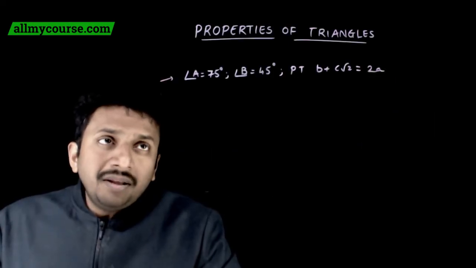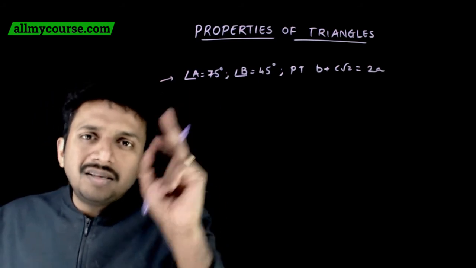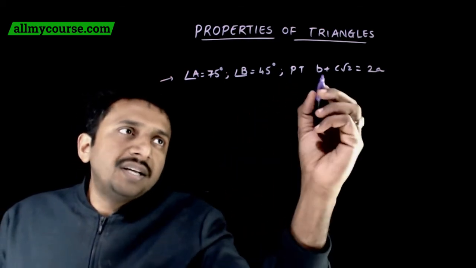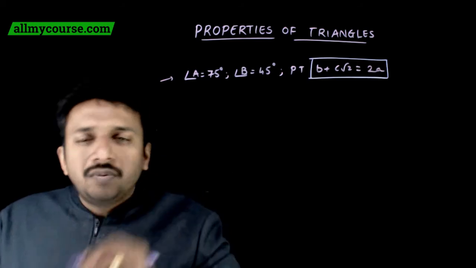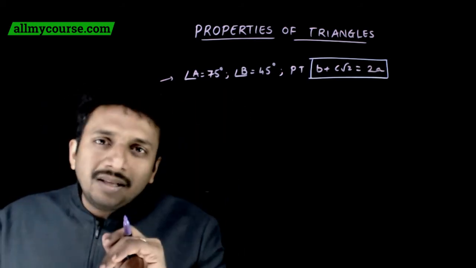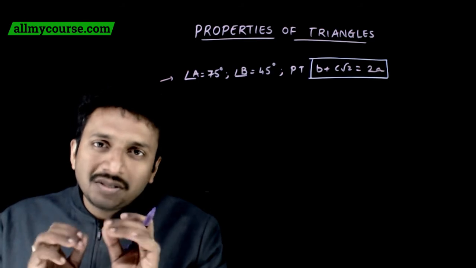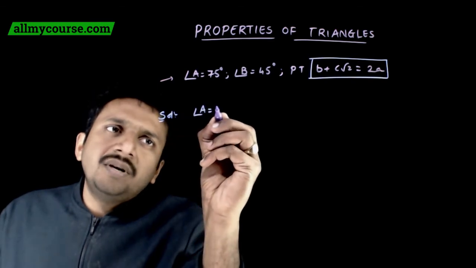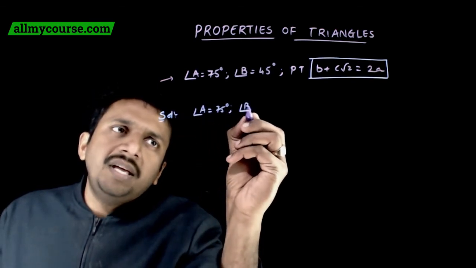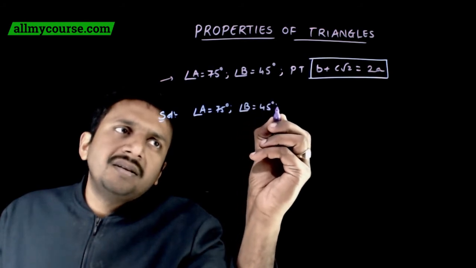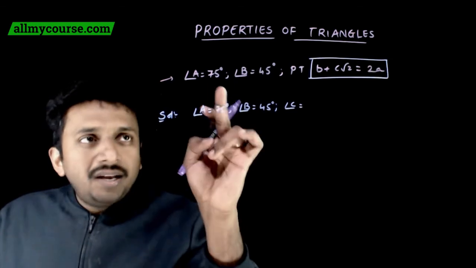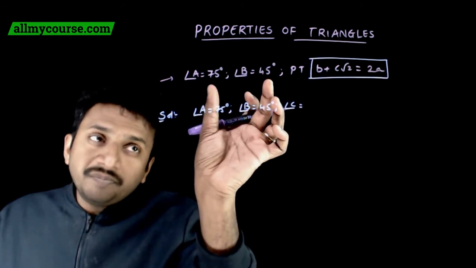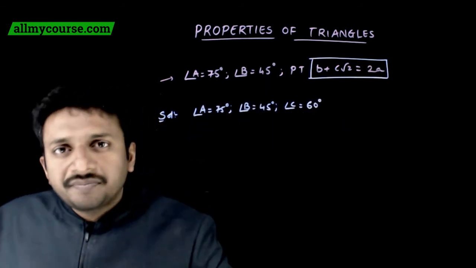So let us take another example. In this question you're given that angle A is equal to 75 degrees, angle B is equal to 45 degrees, and you're asked to prove that b plus c root 2 is equal to 2a. So you're given two angles, that means effectively you're given all three angles because the sum of angles is 180 degrees. So angle C will be equal to 180 minus 75 minus 45. 75 and 45 combined give you 120. So the remaining angle is 60 degrees.